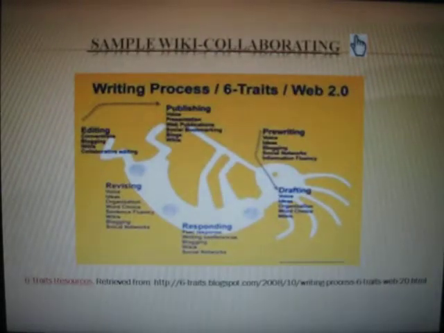The Web 2.0 writing process carries 6 traits for writing development that were practiced by writers and journalists in general. These features can be developed on wiki page collaboration and include pre-writing, drafting, response, revising, editing, and publishing.